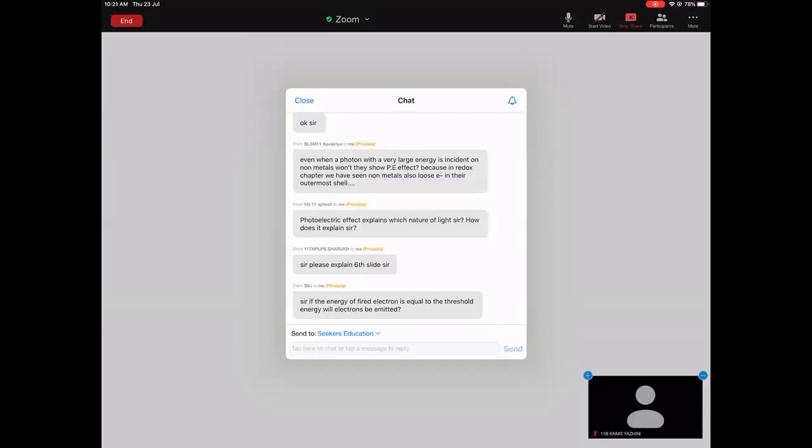It is a good experiment. I can take non-metals, incident photons on them, and see whether they show the photoelectric effect or not. They may show it if the incident energy is very, very high. Whether you will be able to get that energy or not is the question. If you ask me, you won't be able to get it.